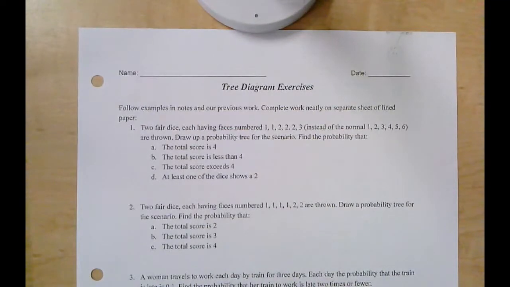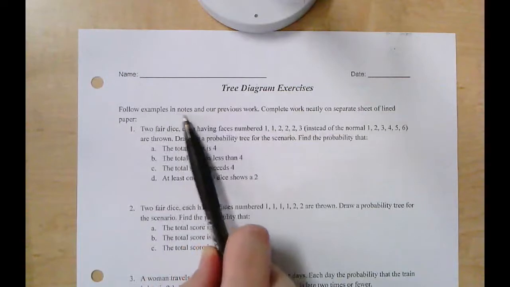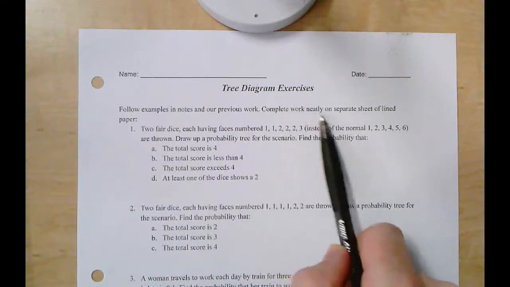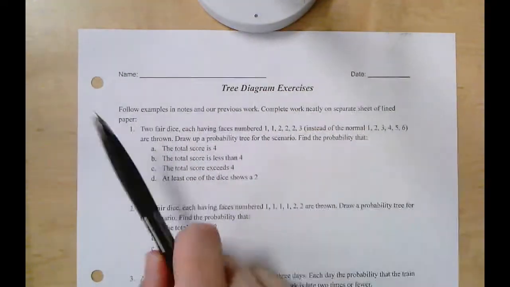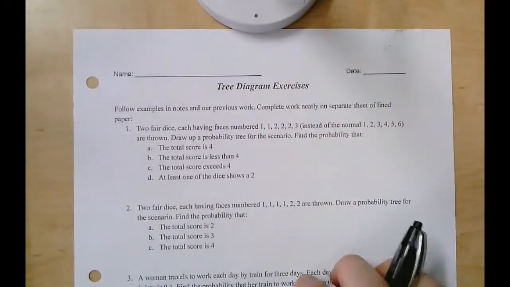Alright, we're going to do number 1 from this tree diagram exercises. The directions at the top say follow examples in the notes in our previous work. Complete the work neatly on a separate sheet of lined paper. So I have a separate sheet of lined paper ready to go.